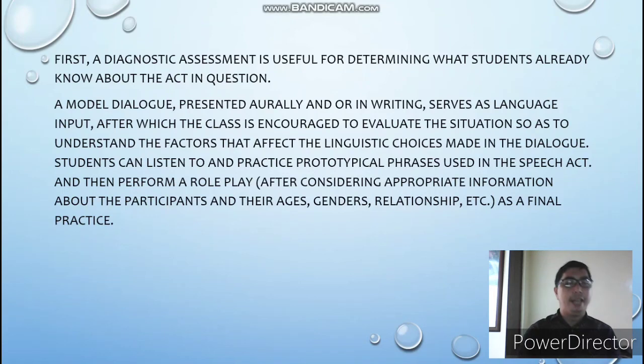So that could serve as language input, after which the class is encouraged to evaluate the situation so as to understand the factors that affect the linguistic choices made in the dialogue. Students can listen to and practice prototypical phrases used in the speech act, so they can also imitate and make use of the phrases or the lines used in the model dialogues, and then perform a role play before the class as a final practice.